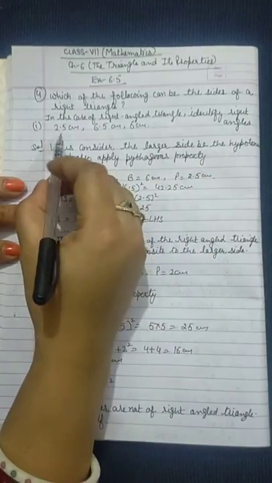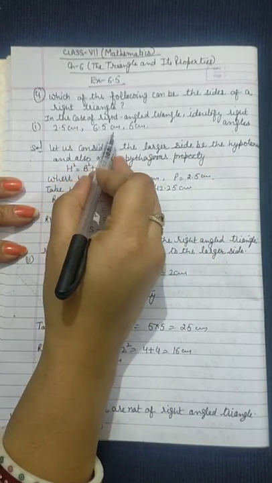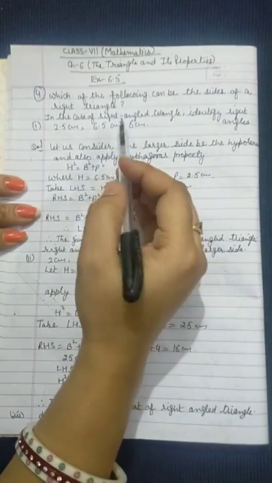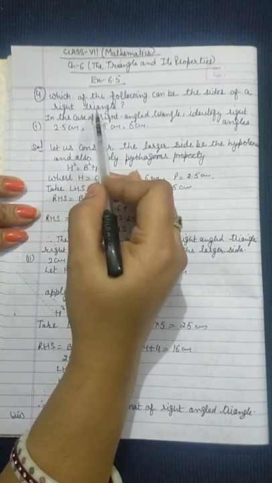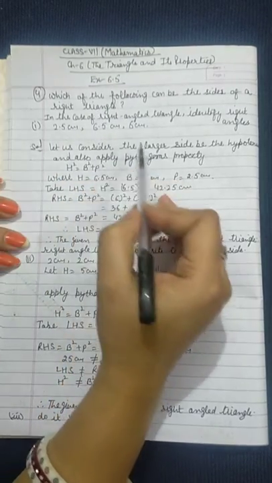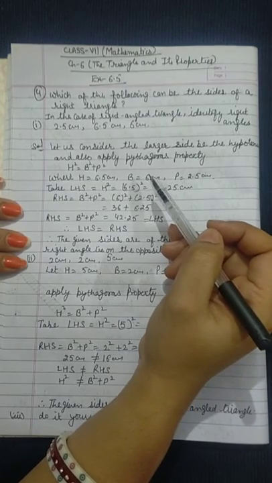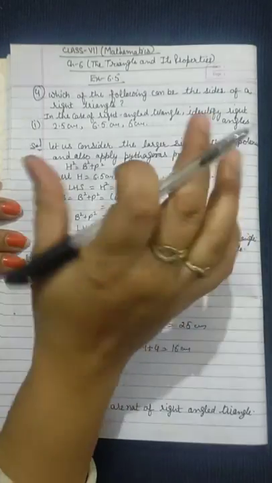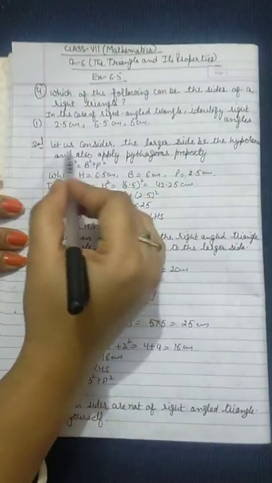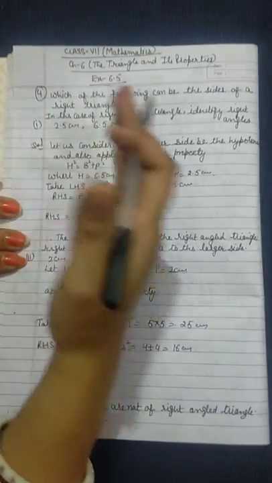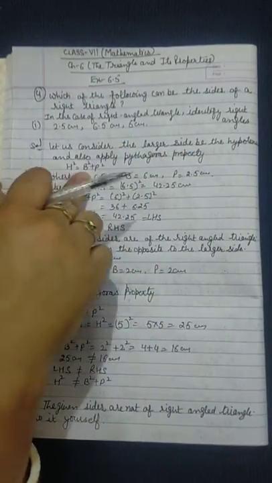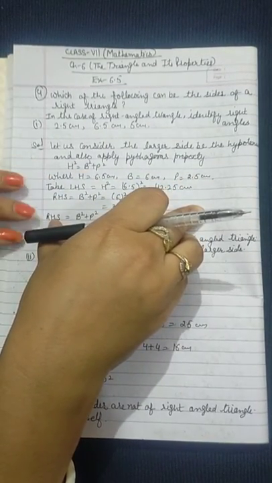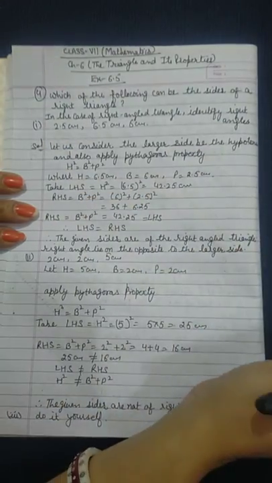What is given in the first one is 2.5 centimeter, 6.5 centimeter and 6 centimeter. We will check whether it is a right angle triangle. For that we apply the Pythagoras property, and we assume a hypotenuse, base and perpendicular, and after applying it we check whether the left hand side equals the right hand side. If left hand side equals right hand side, then the Pythagoras property is satisfied and it is a right angle triangle, otherwise it is not.